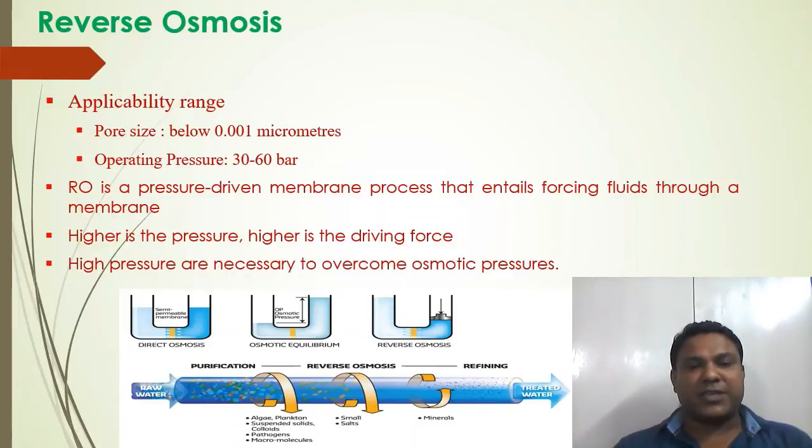Reverse osmosis is a pressure-driven membrane process that entails forcing fluids through a membrane. The higher the pressure, the higher the driving force. High pressure is necessary to overcome osmotic pressure. In the upcoming slides we will discuss osmotic pressure and its importance in terms of food products, how we can find the osmotic pressure, and how we can design a reverse osmosis membrane that can operate with this type of osmotic pressure.